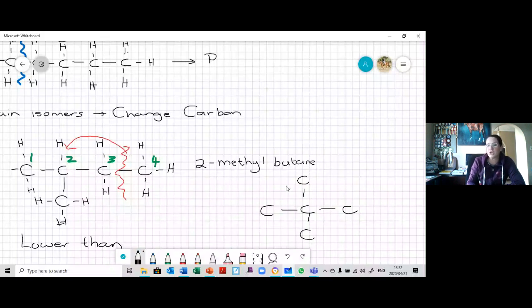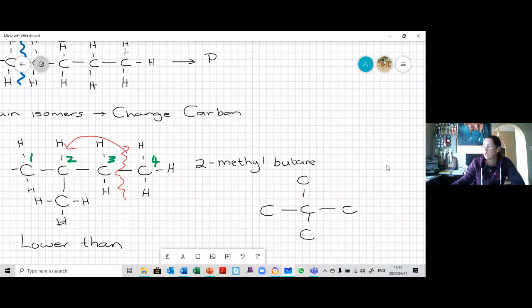So yes, you could have 2,2-dimethylpropane. Okay. You could have that also as a chain isomer. Next, the question was the difference between a chain isomer and a positional isomer.